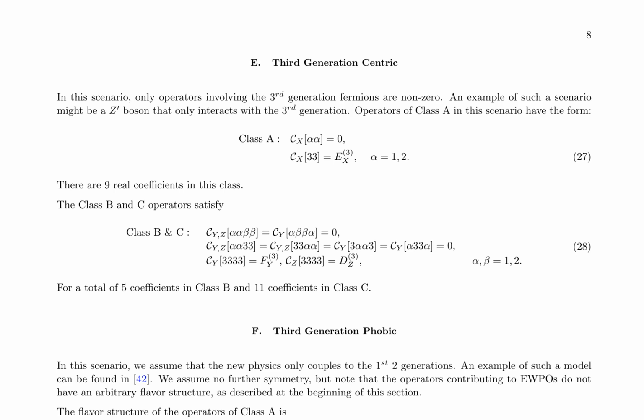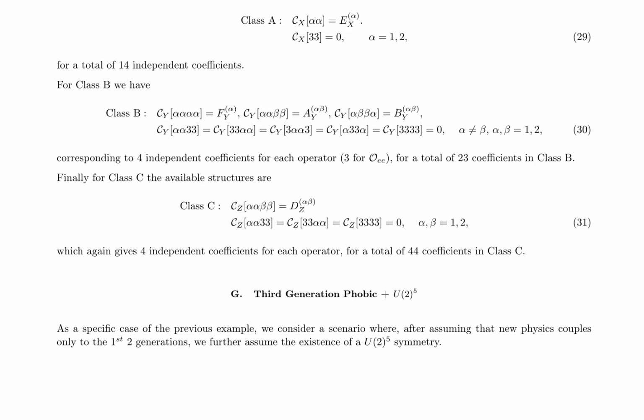In the third-generation phobic scenario, new physics only couples to the first 2 generations, leading to 14 independent coefficients in class A, 23 coefficients in class B, and 44 coefficients in class C. Finally, the third-generation phobic plus U(2)^5 scenario assumes both a U(2)^5 symmetry and new physics coupling only to the first 2 generations, resulting in specific flavor structures for each operator class. Throughout these scenarios, the authors emphasize the importance of flavor assumptions and symmetries in constraining the number of independent coefficients and operator structures.